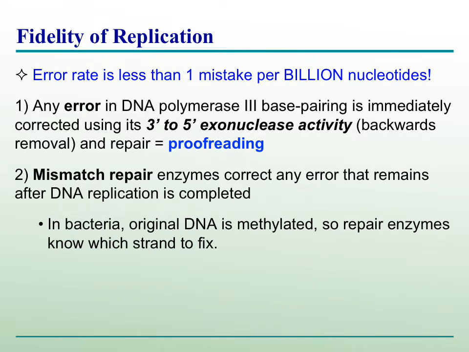It's still not perfect though. DNA polymerase III will still place the incorrect nucleotide approximately once every 10 million nucleotides. And for that reason, all organisms have evolved a mismatch repair system. These are enzymes that can detect a mismatch, meaning an incorrectly base paired nucleotide, and remove that mismatch and repair it with the correct sequence.